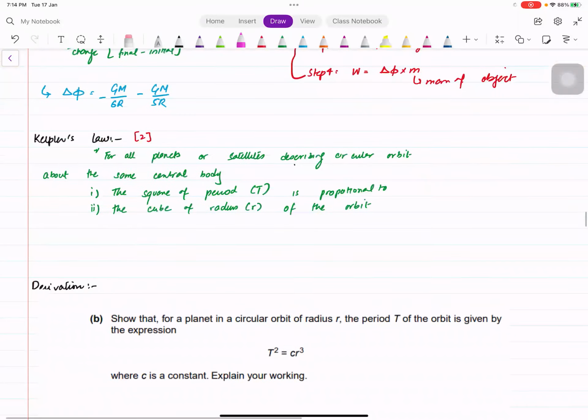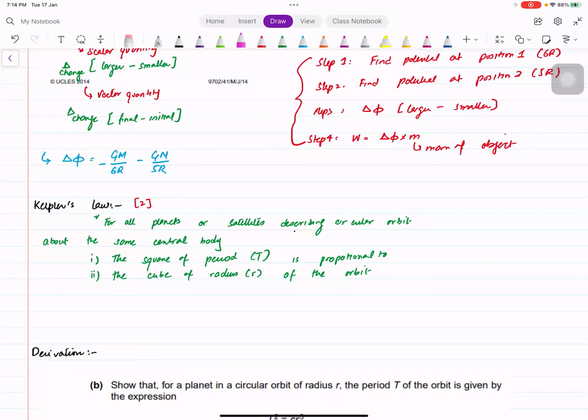Now, the derivation of Kepler's law is one of the most asked questions. Sir, did you write for all planets or satellites describing circular orbit? Yes. All right.